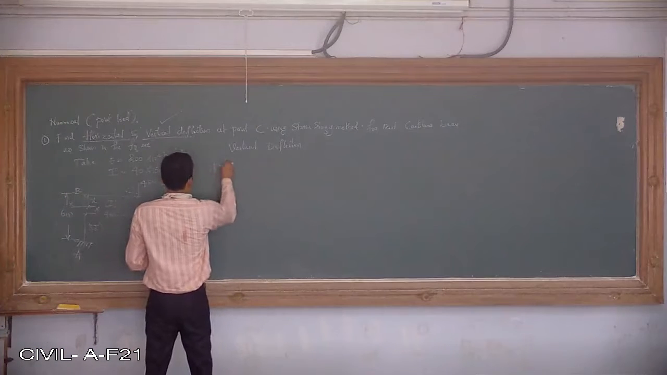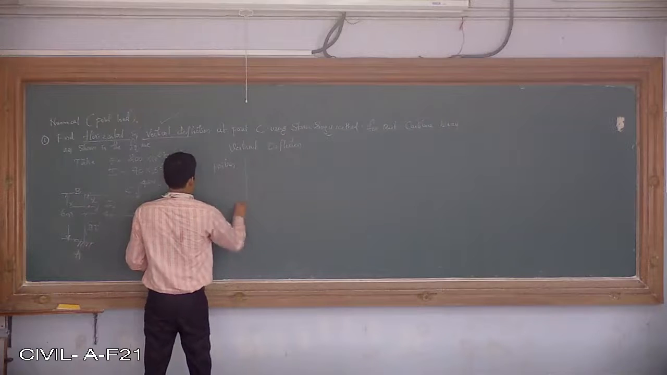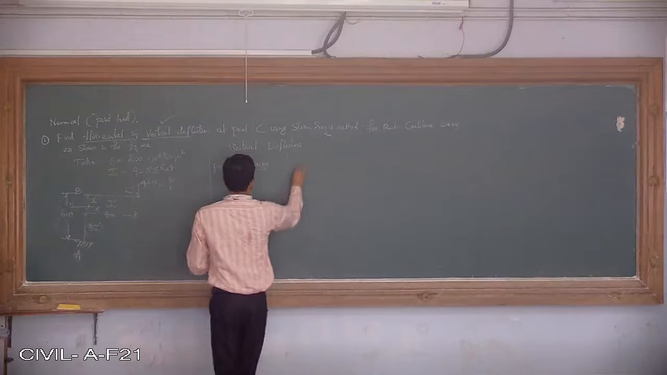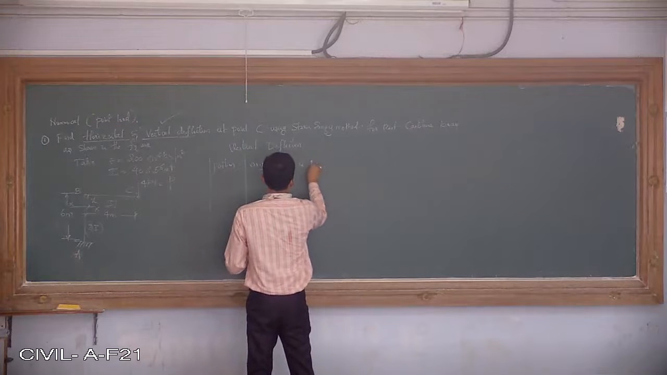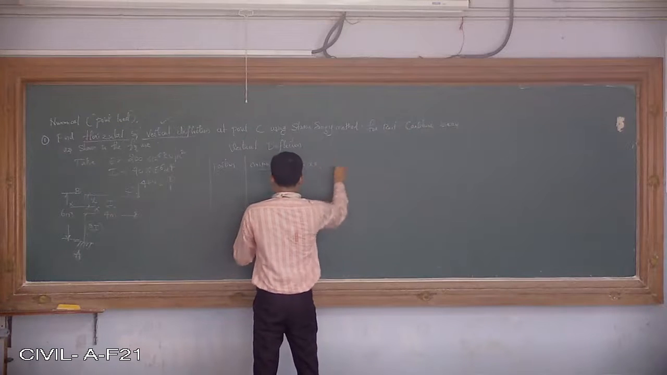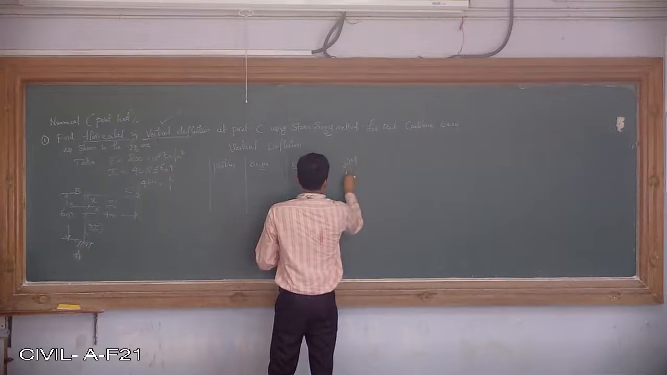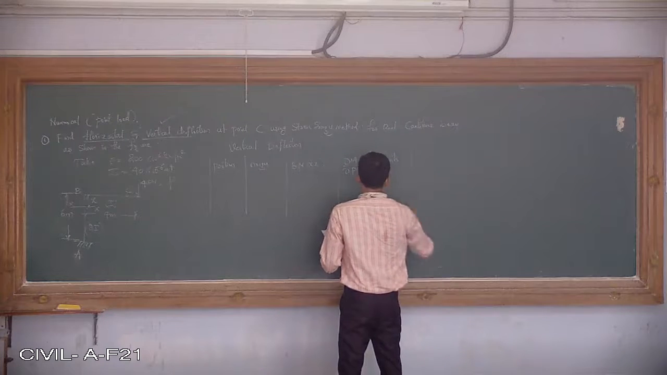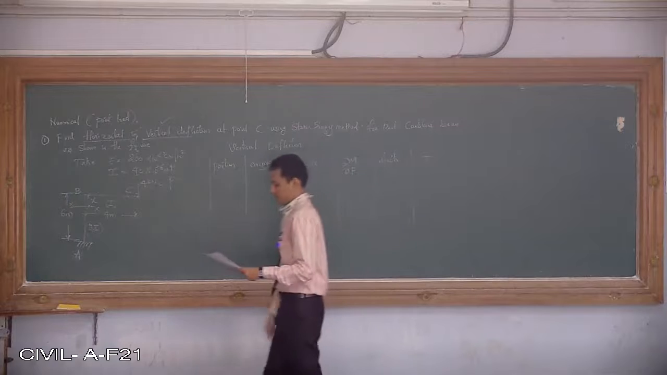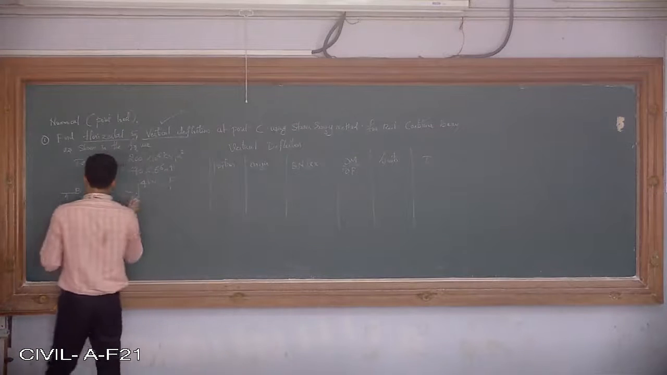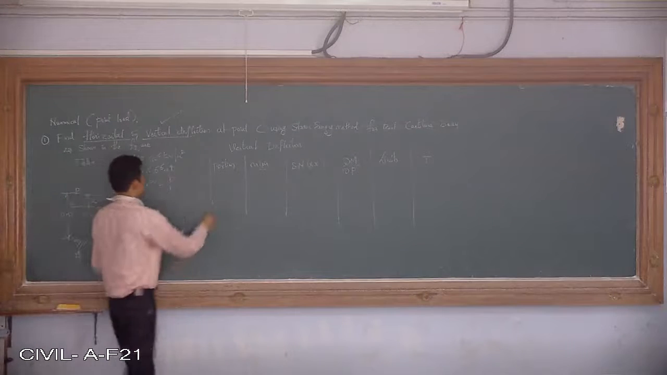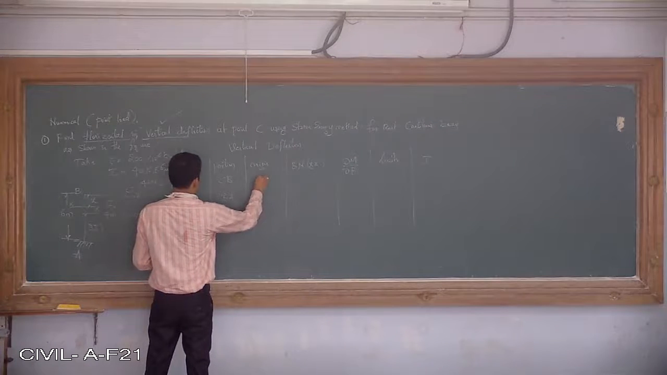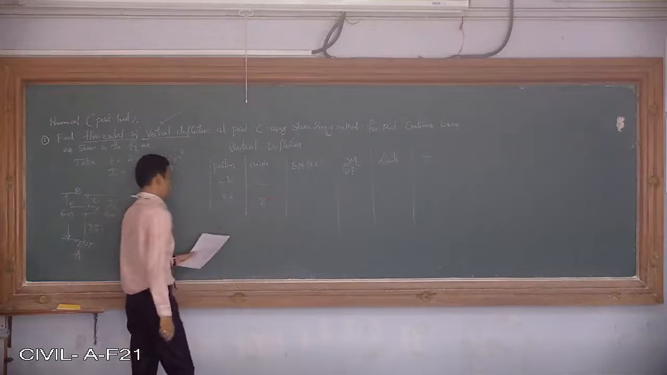I'll draw a table: portion, origin, moment about xx, bending moment xx, derivative with respect to P, limits, and moment of inertia I. The portions remain the same, CB and BA, so nothing changes in the portions. The first alphabet stands as the origin, CB.